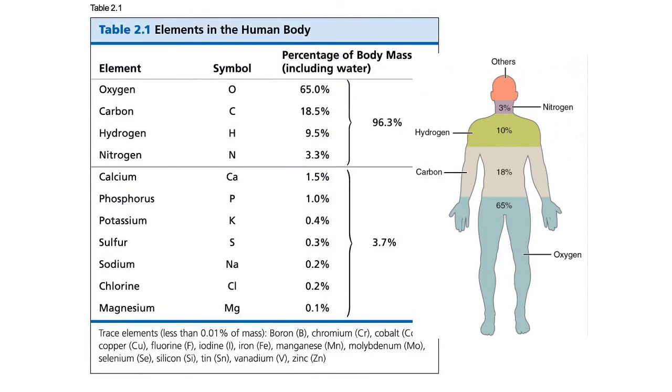So these are the elements that are most common in living things. The first 4 elements on this table make up 96.3% of the mass of the human body. So that's oxygen as the primary one, carbon, hydrogen, and nitrogen. And the reason that oxygen and hydrogen make up such a huge part of the human body is partly because we are largely composed of water, and water is made up of hydrogen and oxygen.